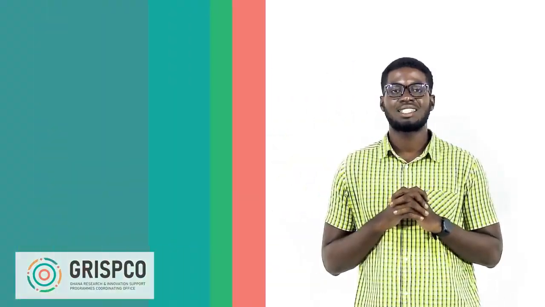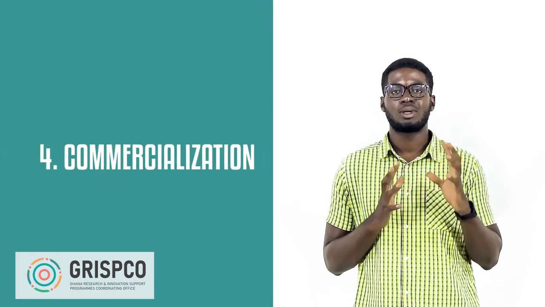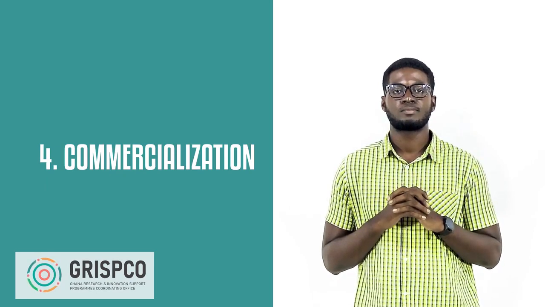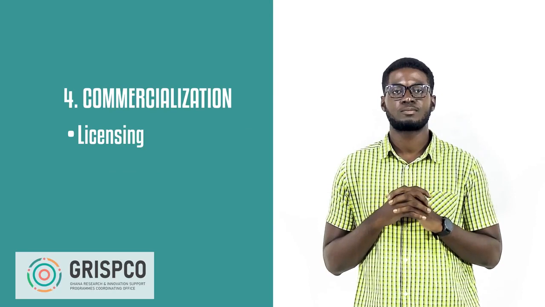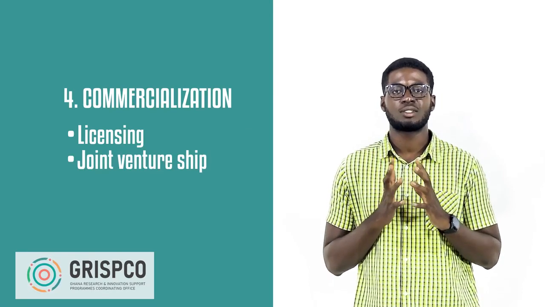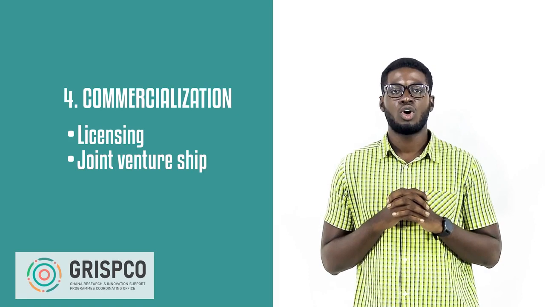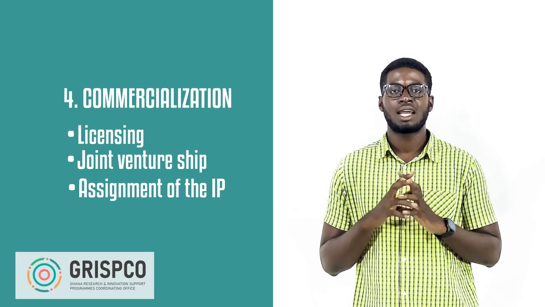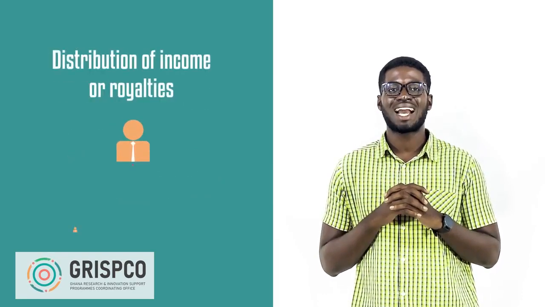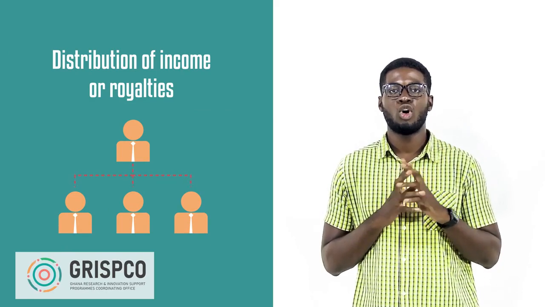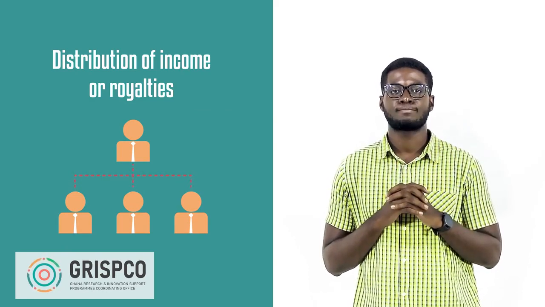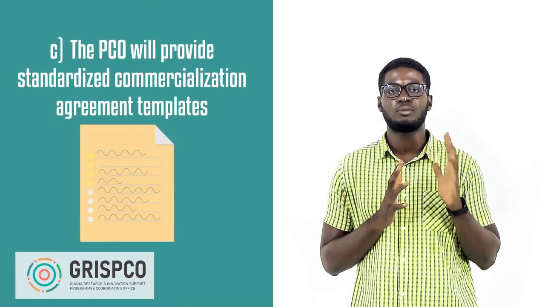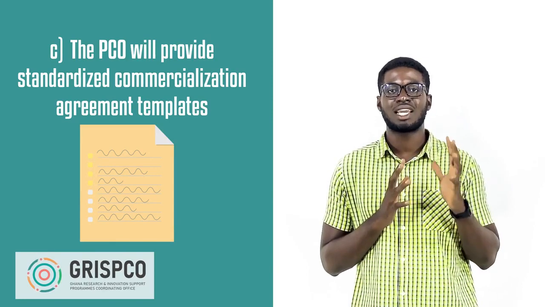4. Commercialization. The commercialization of an IP may be done through any of the following means: licensing, joint ventureship or partnership, or assignment of the IP. The TTO will develop appropriate guidelines for the distribution of income or royalties for commercialization. The PCO will provide standardized commercialization agreement templates that the institutions may adopt for use.